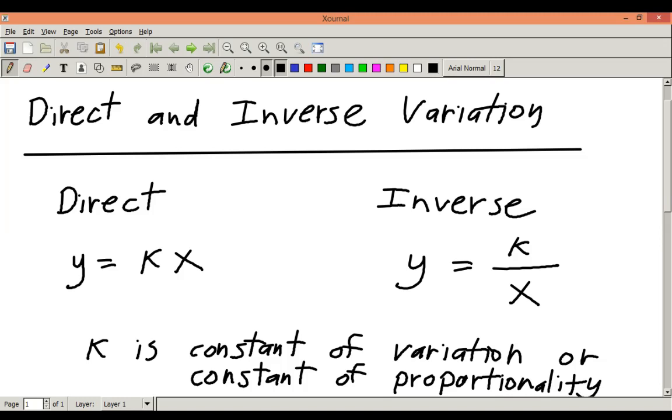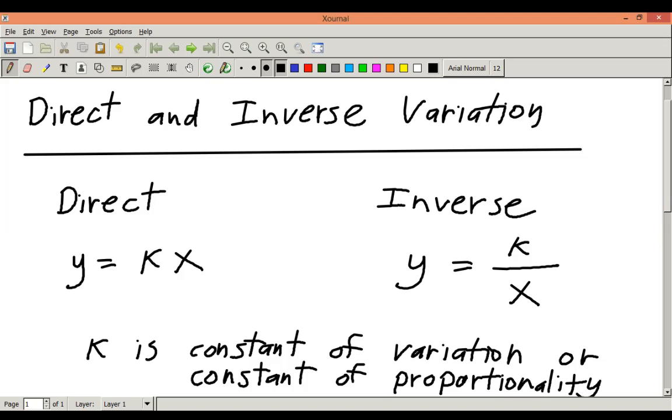All right, so if you look at the screen there, we have two types of variation, at least for today. One is direct and one is inverse. The difference is in direct variation, as one quantity increases, so does the other one. So if you look at y equals k times x, as x increases, it's multiplied by a number, then y would also be increased. In inverse variation, you can see that the equation has x in the denominator, so as x increases, y is going to decrease. Both equations have a constant called k. It's called the constant of variation or the constant of proportionality.